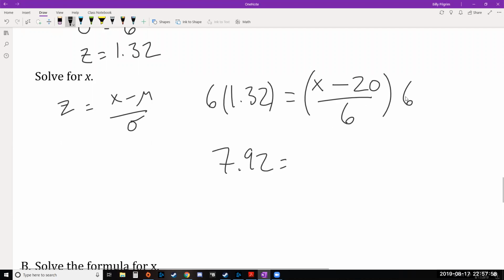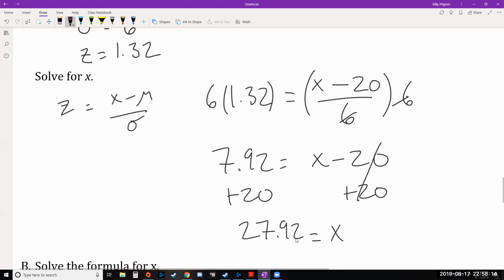Over here, the 6 on top and 6 on bottom, these cancel, and we're just left with x minus 20. And our last step, if you want to get x by itself, is add 20 to both sides. And we get x equals 27.92. So you'll be doing problems fairly similar to this in our last section in statistics on the normal distribution. Okay, but the point is we can apply these algebra skills that we just learned to an applied problem when we're talking about z-scores and raw scores.